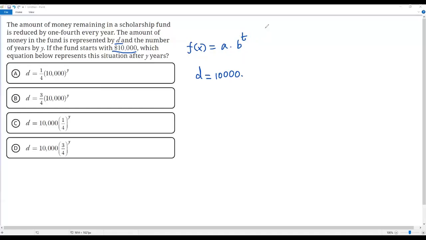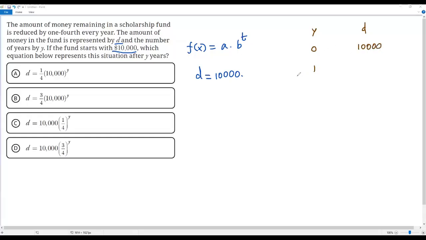Okay, for that, let's use the given information. So y represents the number of years and D represents the amount of money remaining in the scholarship fund. When y equals 0, what does it represent? That is the beginning. So when y equals 0, what is the value of D? D represents the amount of money in the beginning, so that is 10,000.